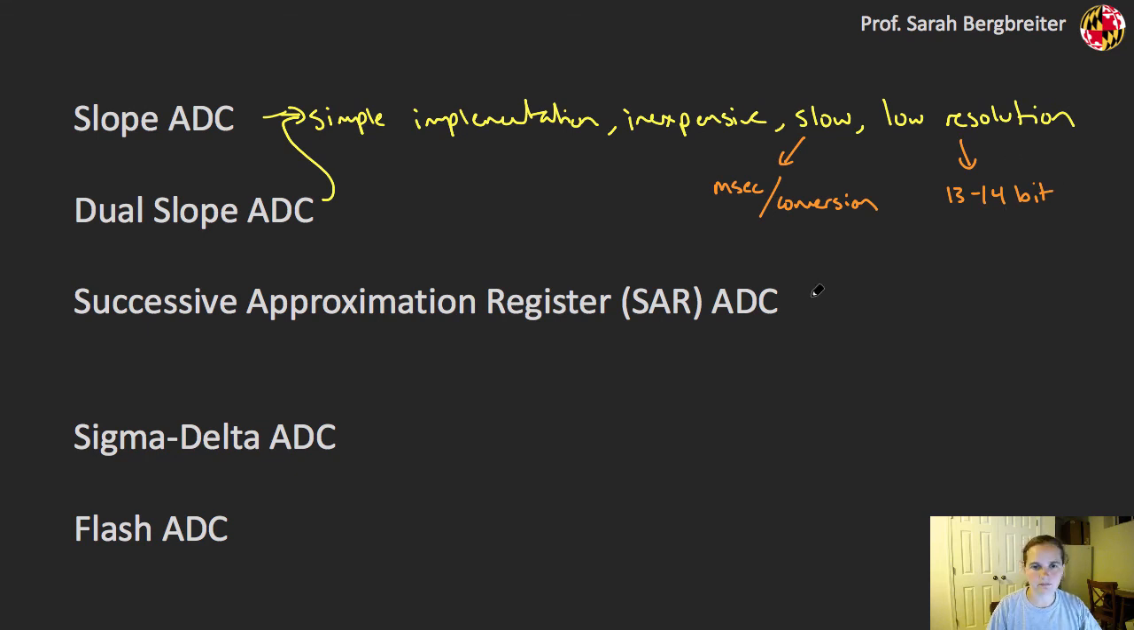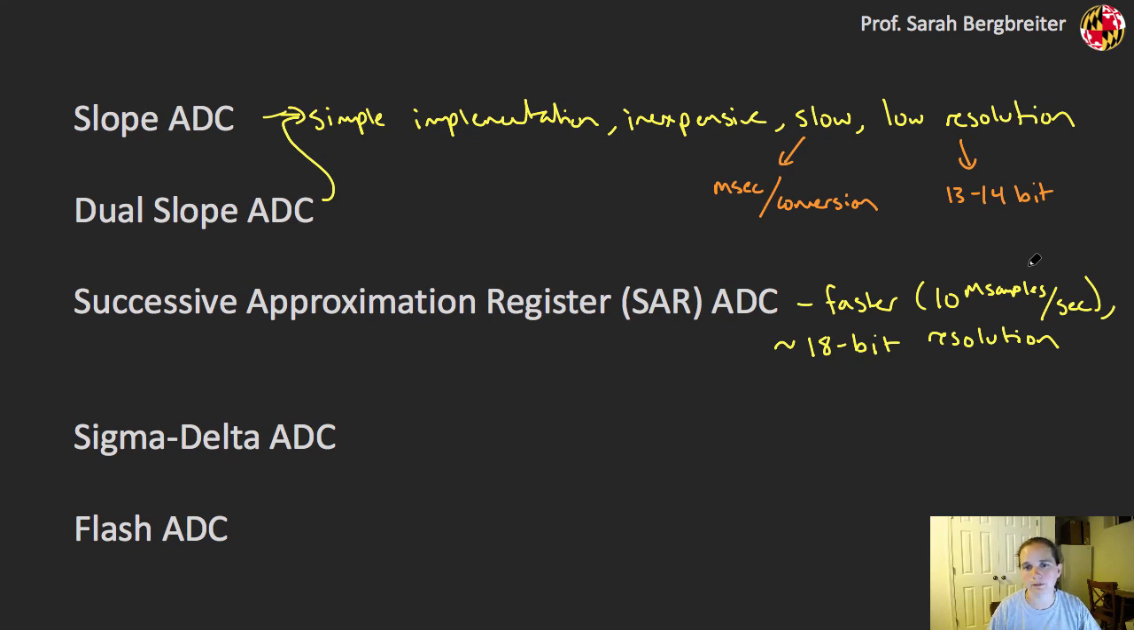The successive approximation register, or SAR ADC, is also incredibly common on microcontrollers like the one on your Arduino. They're a lot faster and can do up to 10 megasamples per second. They're also higher resolution, so typically they can go up to 18-bit resolution, although once again, you'll more commonly find them in, say, the 12-bit resolution range. On a microcontroller, maybe down to 10-bit like you have on your Arduino.